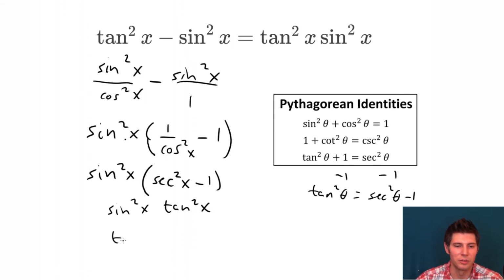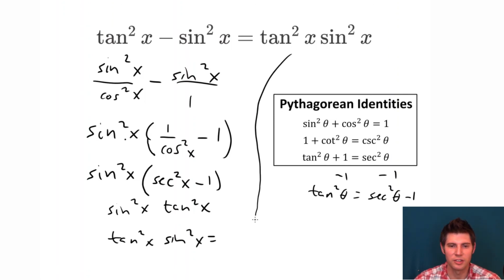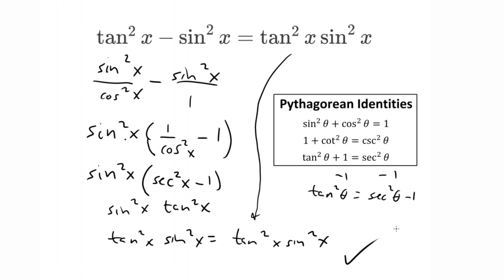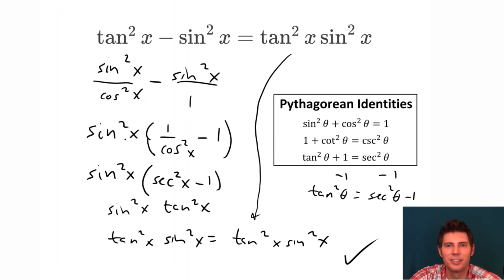You can change the order of them. That doesn't matter because multiplication is commutative. And that is what is on this other side. That's what we wanted to prove. On to the next one.